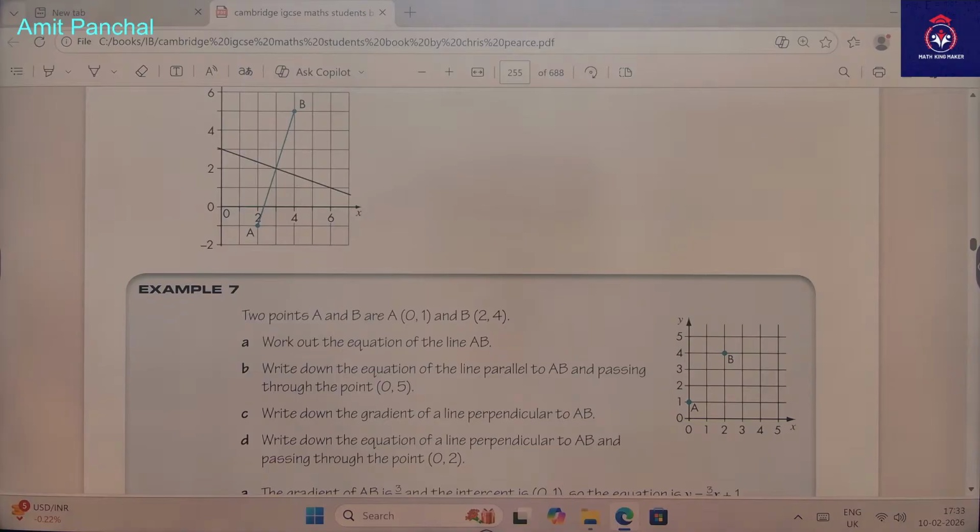Okay. Gradient of the line perpendicular to AB. The gradient of AB is 1.5, right? Yes. Then I think it's minus 2.5, right? Minus 2.5 plus 1.5 is minus 1. Its multiplication should be minus 1. Okay, so a perpendicular line will have the negative reciprocal gradient. So minus 1 divided by 1.5, it will be minus 2 by 3. Yes, minus 2 by 3.